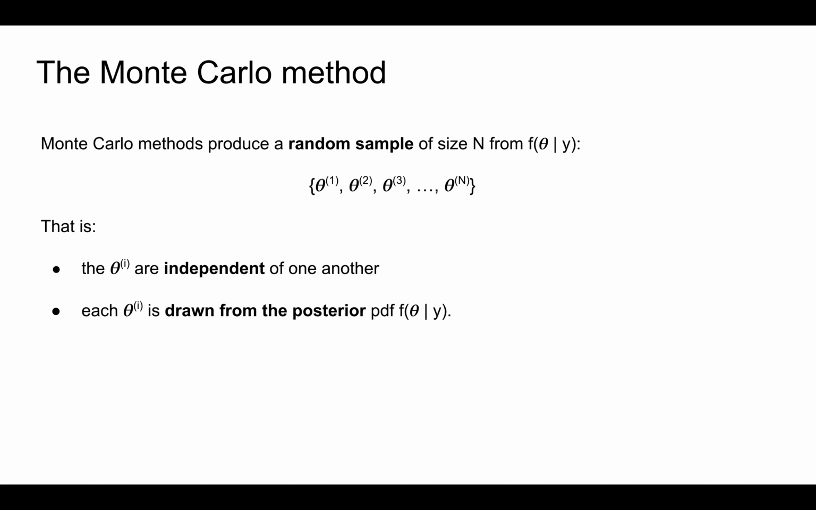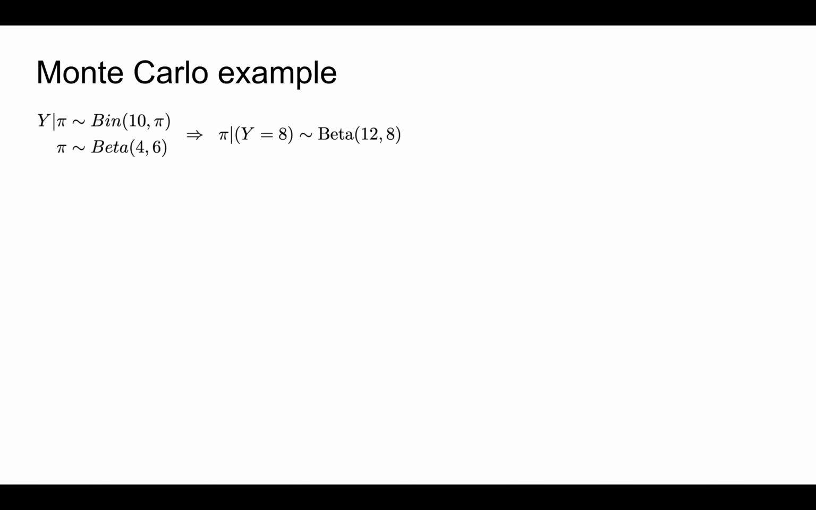Consider an example. In the familiar beta binomial model, suppose we start with a beta 4,6 prior for pi, and we collect binomial data on 10 trials. Upon observing 8 successes in these 10 trials, our posterior model for pi is a beta 12,8. Now, for illustrative purposes, suppose we weren't familiar with the beta binomial model and weren't able to specify this posterior. In this case, we could use Monte Carlo methods to approximate the posterior.